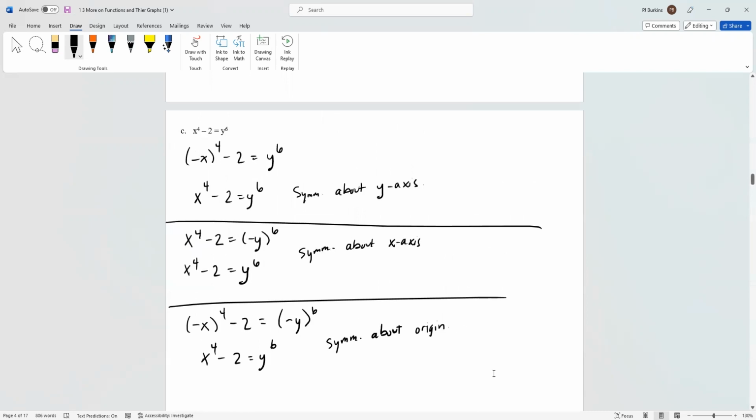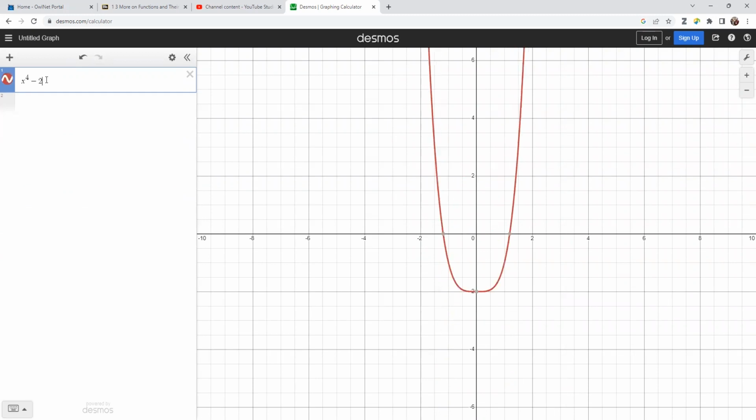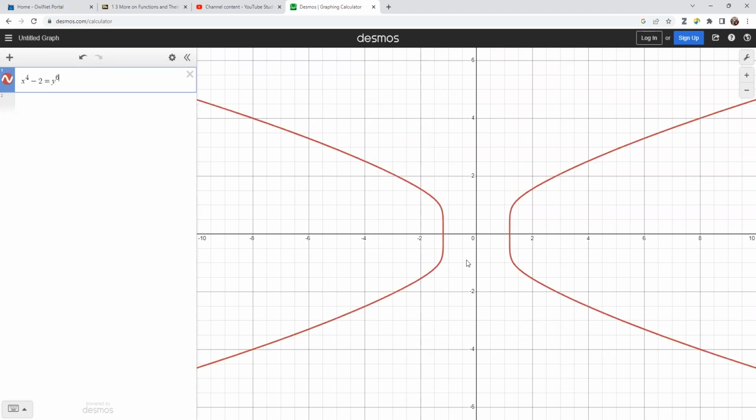All right, so let's go ahead and take a look at the plot. So it's x to the fourth minus 2 equals y to the sixth. Okay, so let's see, if I were to look at this across the y-axis, it's pretty clear that it's symmetric.